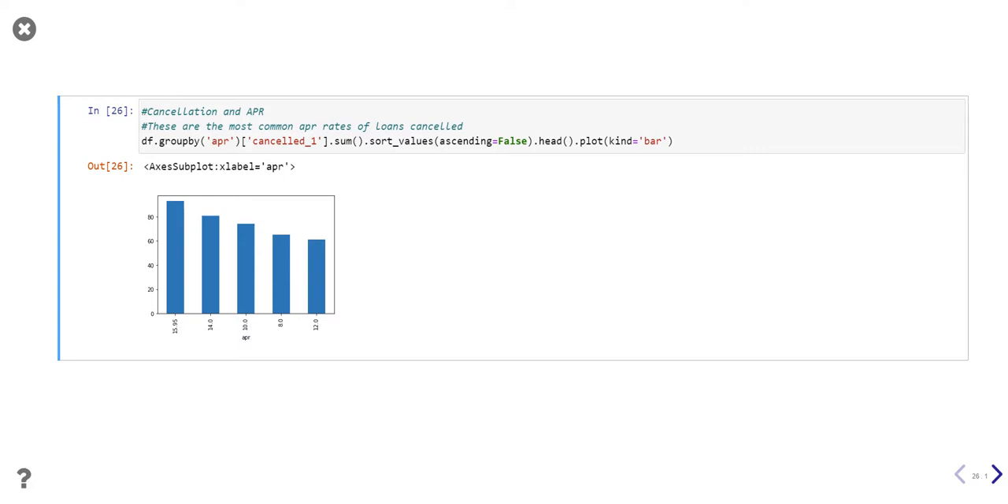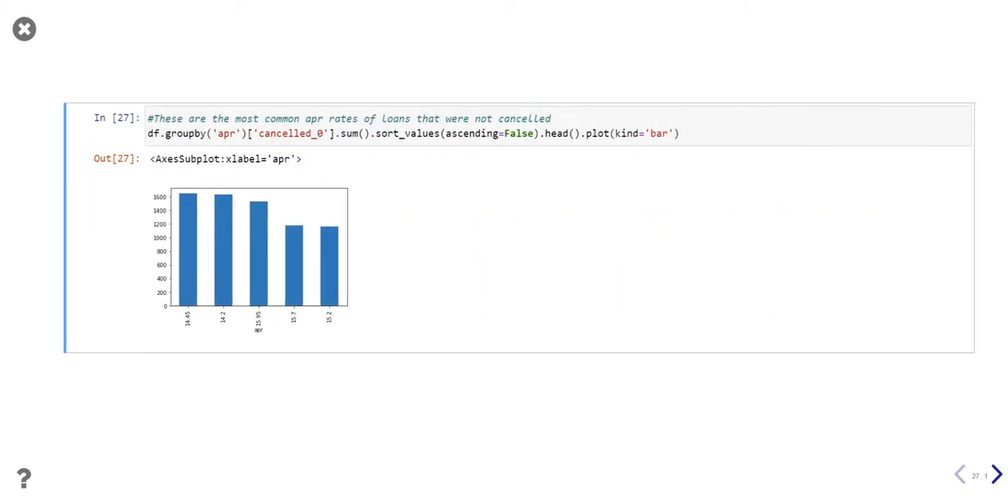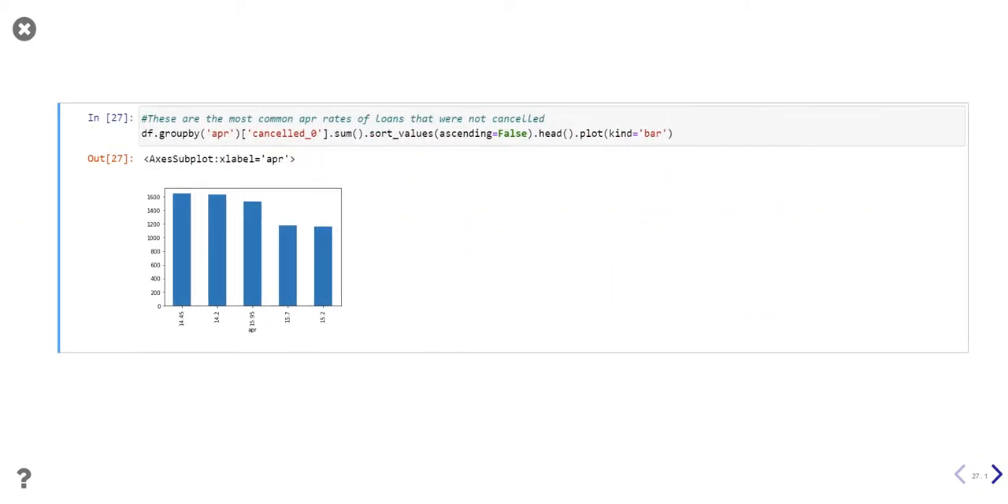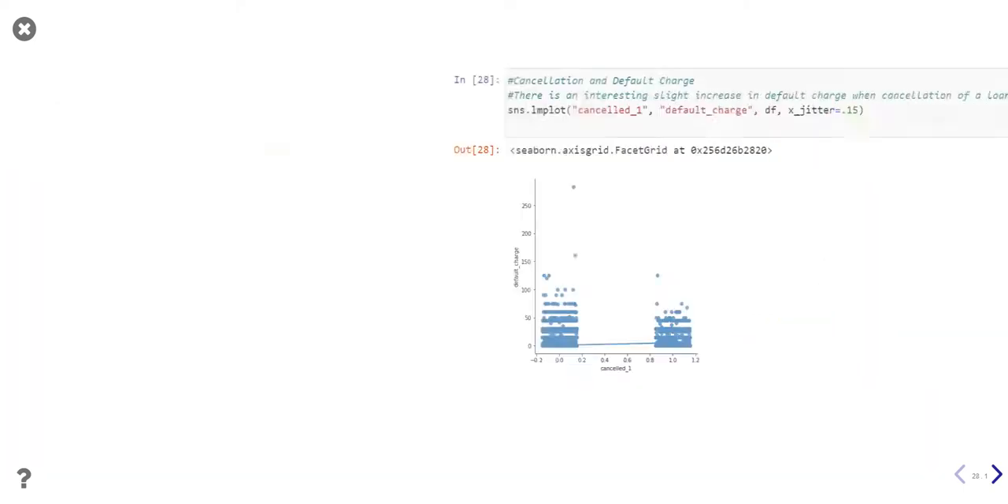And then this is the APR, common rates of that. The most commonly canceled APR was 15.95. Then we could see these are the most common. On the flip side, I wanted to see which were the most common APR rates of loans not canceled.